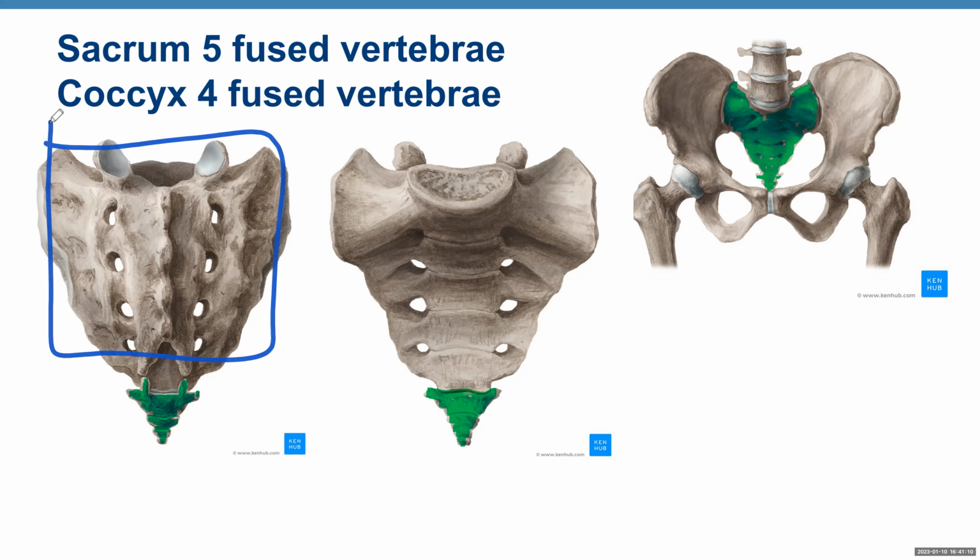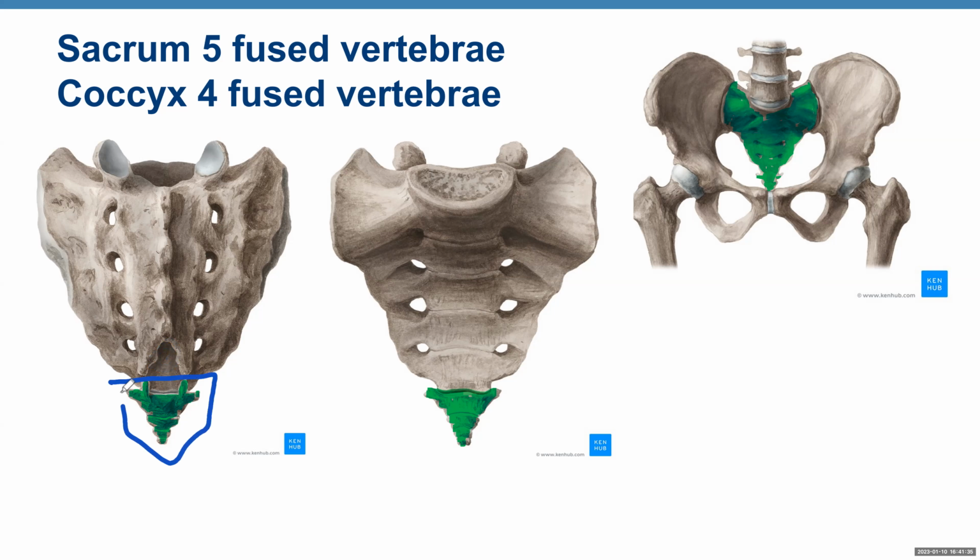All the structure that's called sacrum. It's made of 5 fused vertebrae, so you still see the spinous processes, foramina, that's posterior sacral foramina, anterior sacral foramina, transverse ridges, and this is where vertebrae fuse. This is the sacral canal over here, and this is the coccyx, made of 4 fused vertebrae.